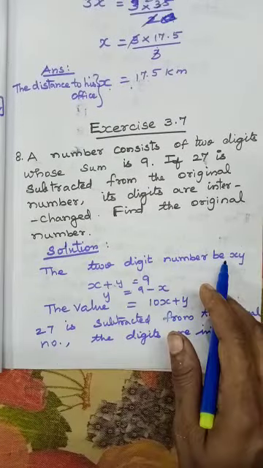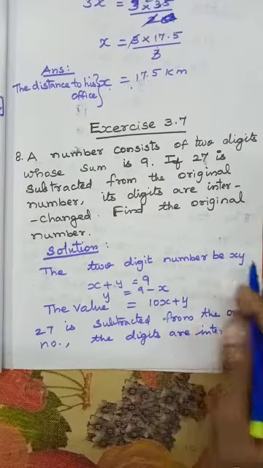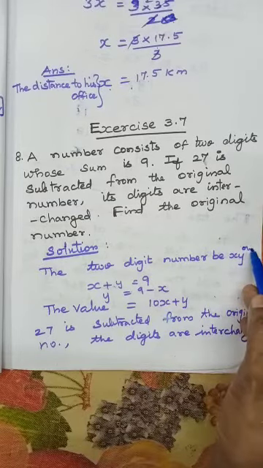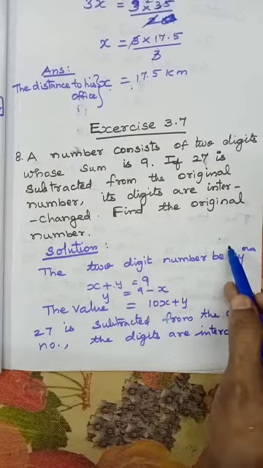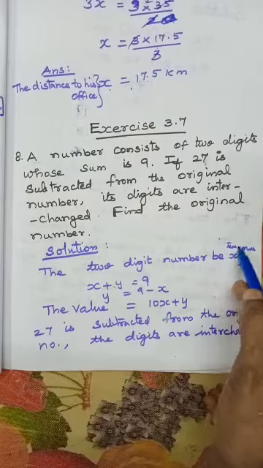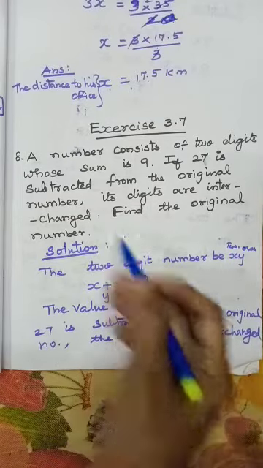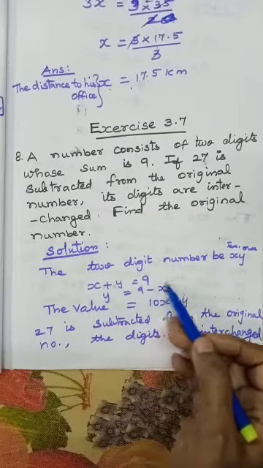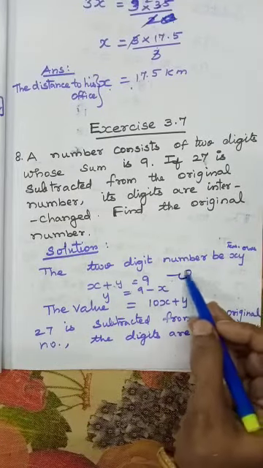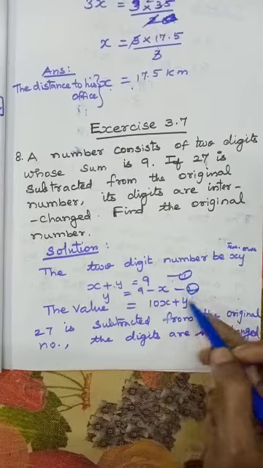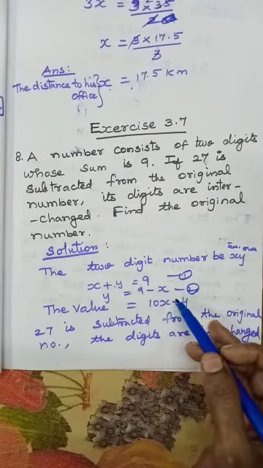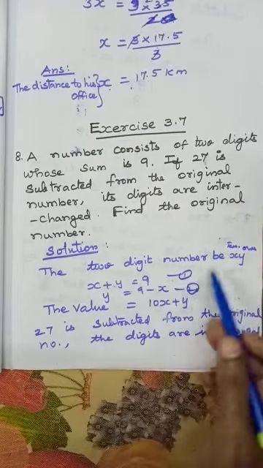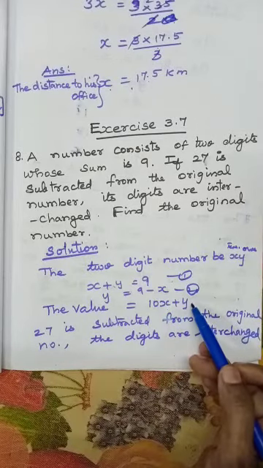Solution. The 2-digit number is xy. y is in the ones place and x is in the tens place. The sum of the 2 digits is 9, so x plus y is equal to 9. Then take the first equation as y is equal to 9 minus x. So the expanded value is 10x plus y.